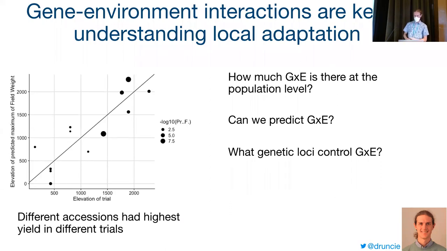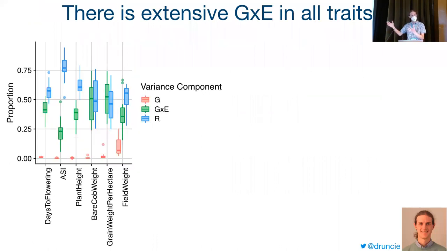So I want to answer these three questions about G by E, and I'll go through them now. First, how much G by E is there? Using MegaLMM, we can estimate how much is genetic main effects, G by E, and error. I put the genetic main effects in red, G by E in green, and residuals in blue. And we see that all of the genetic variance is G by E according to our model in this data set.